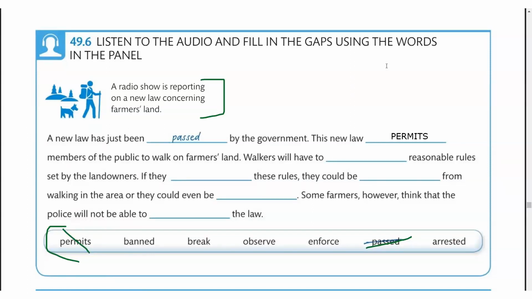Walkers will have to blank reasonable rules set by the land owners. What do you think goes in that blank? Observe. So let's go ahead and put in observe. We're going to cross that one off. Okay, next one. If they blank these rules, they could be blank from walking in the area, or they could even be blank. Okay, so we have to put in 3 words there. Again, if you need time, pause the video. So for the first blank, if they break these rules, so we're going to put in break.